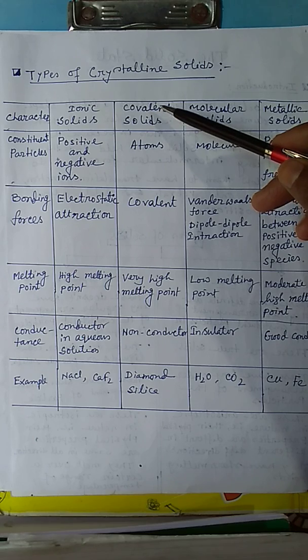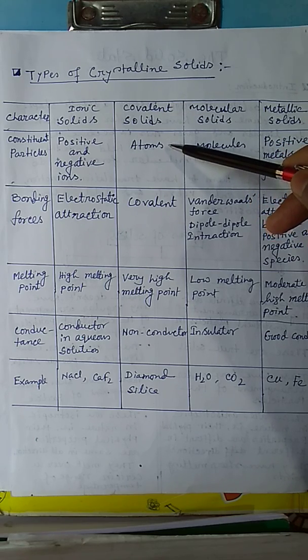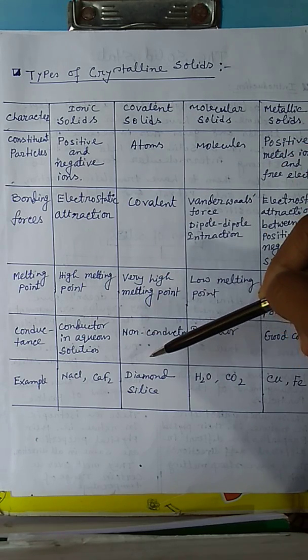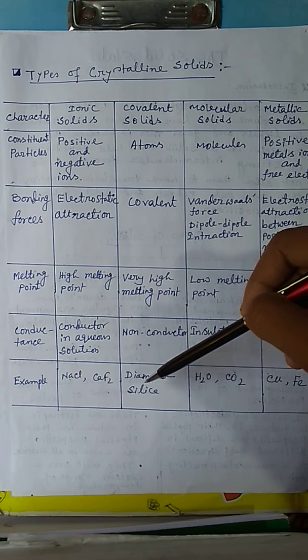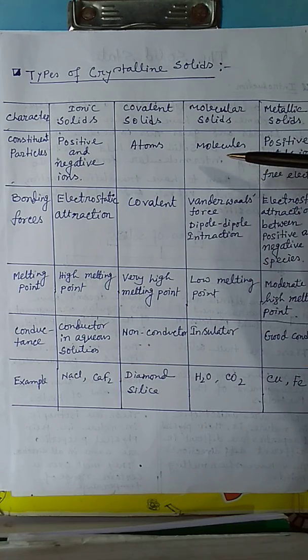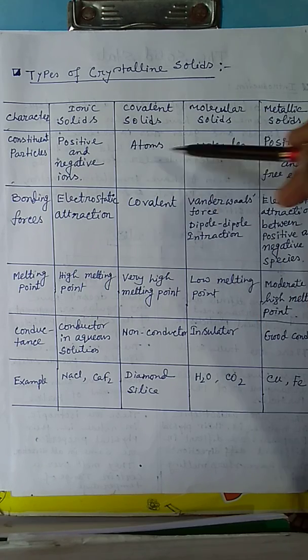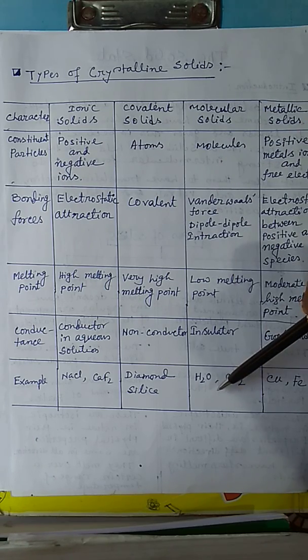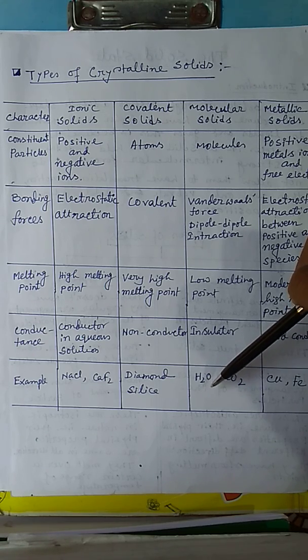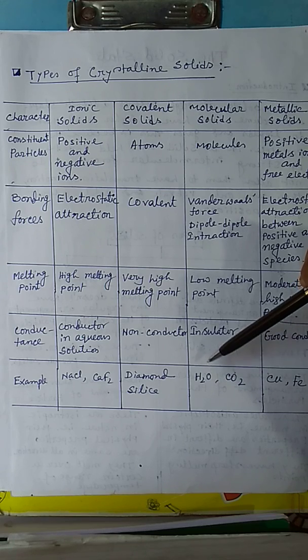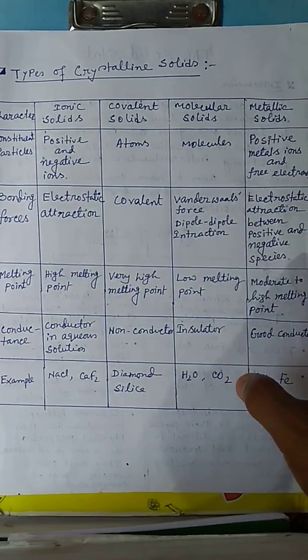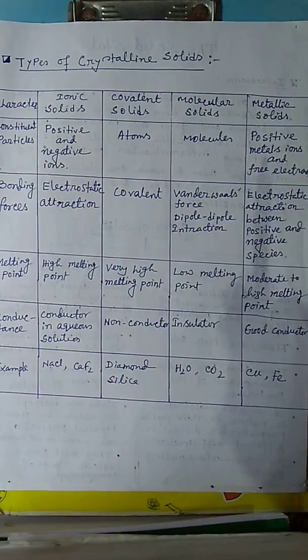Second one, in covalent solids, the constituent particles are atoms. For example, in diamond, all constituent particles are carbon atoms. Third, molecular solids. In molecular solids, the constituent particles are molecules. For example, in ice, all constituent particles are water molecules. In solid carbon dioxide, constituent particles are carbon dioxide molecules. And in metallic solids, the constituent particles are metal ions and free electrons.